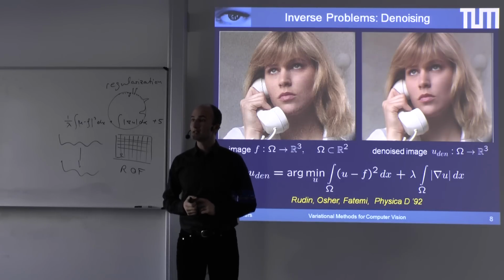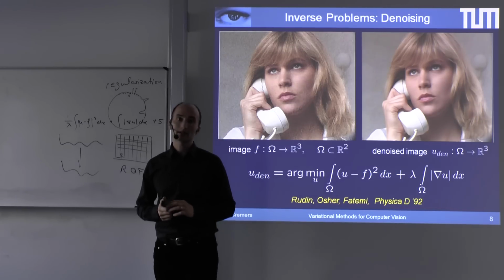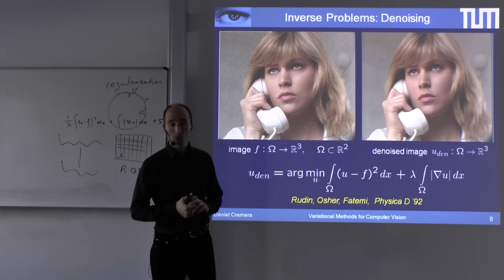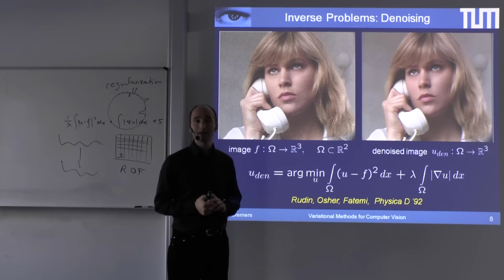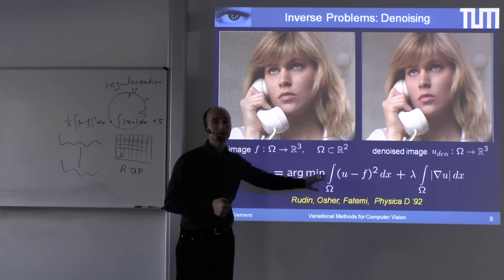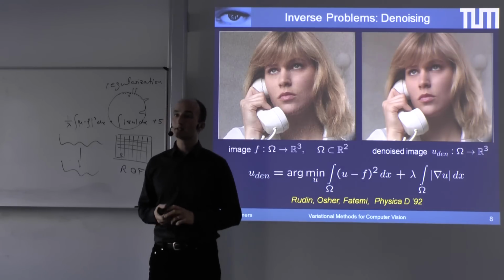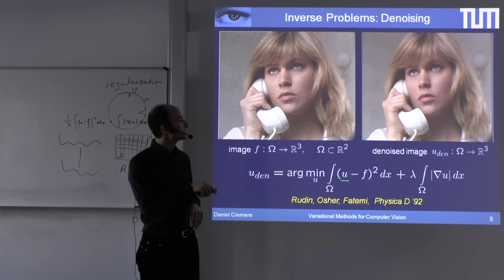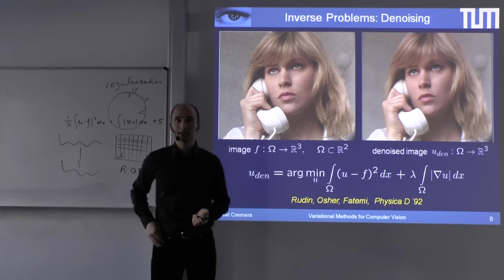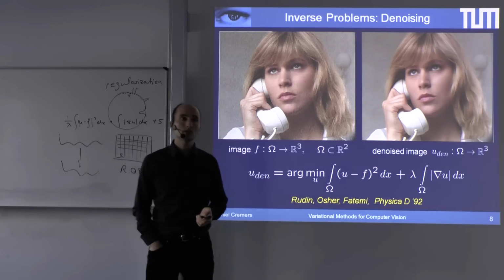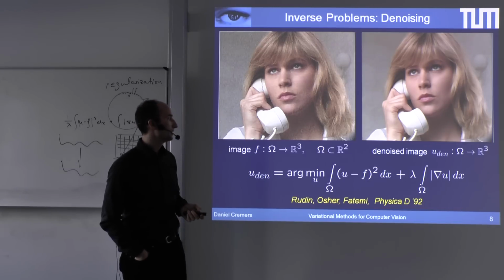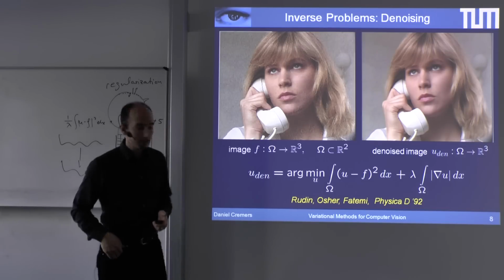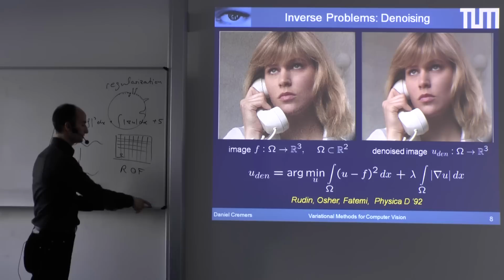And it's not so easy to beat the Rudin-Osher-Fatemi denoising. There are nowadays more powerful algorithms that do better denoising, but these are very sophisticated models. One of the nice aspects of this Rudin-Osher-Fatemi model, and one of the reasons why it works very well, is that it is convex. Why this energy is convex, we'll see a little bit during the class.